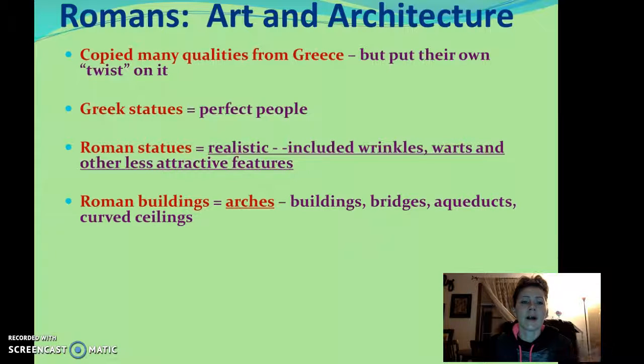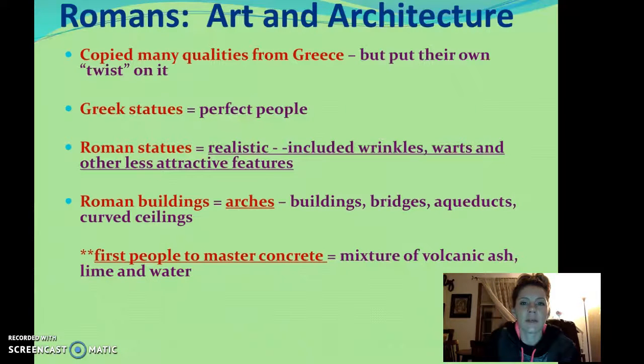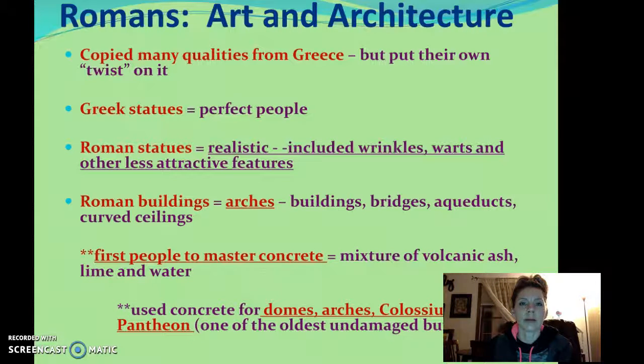If we look at the statues, there are some similarities between Greece and Rome, but the Romans make them more realistic. Roman buildings are also going to look similar to Greek ones, so we talked about the pillars and using white, but the Romans also added on new concepts. They're going to have a lot of arches, as we saw with the aqueducts. Curved ceilings became really common, this idea of a dome, and the reason they were able to do that is because the Romans figured out how to master concrete.